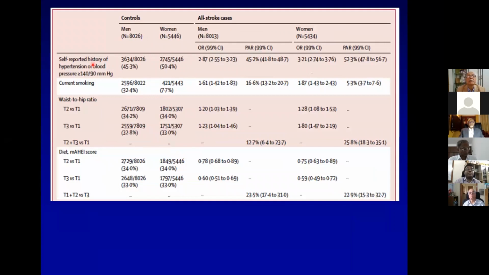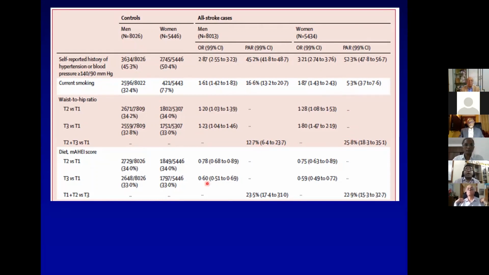So this is self-reported. This is history, just like the same one. I've not blanked it for now. These are the different risk factors in men and women for all strokes and what is the PAR that we are seeing. So we see here that the PAR for hypertension is quite high, 45 in men and 52 in women. Smoking is 16 in men and just 5.3 in women, right? Waist to hip ratio, 12.7 and double that in women.